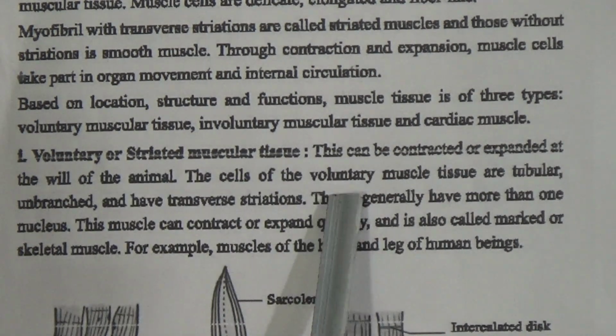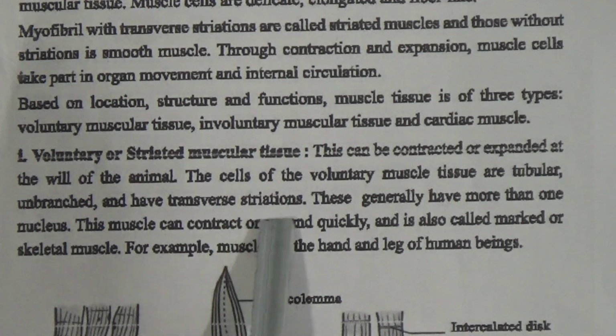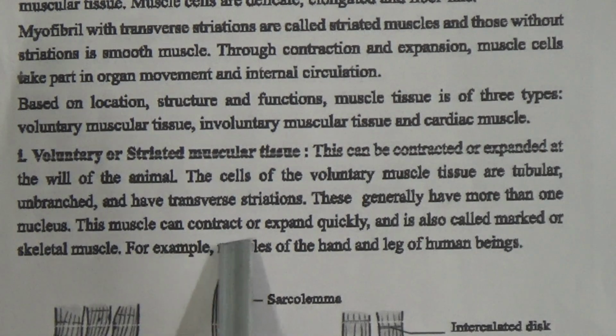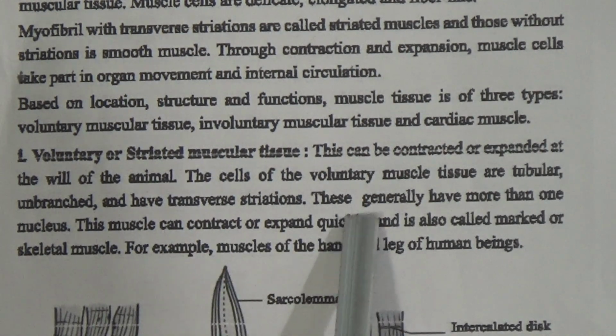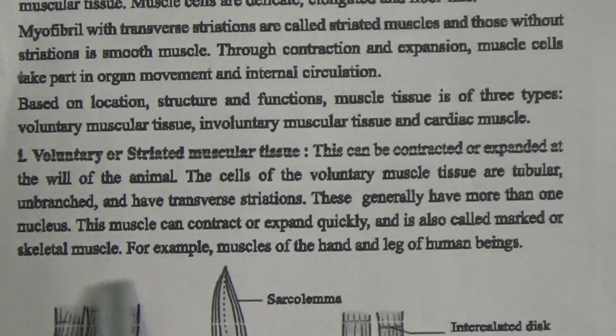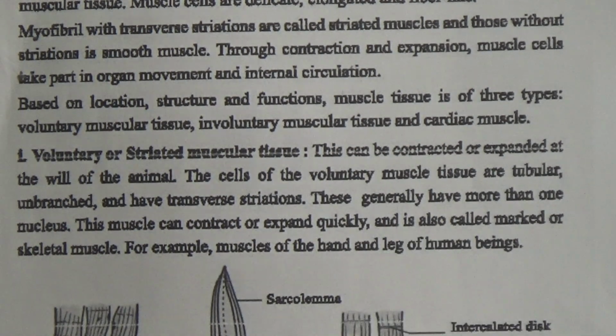The cells of the voluntary muscle tissue are tubular, unbranched and have transverse striations. These generally have more than one nucleus. These muscles can contract or expand quickly and are also called striated or skeletal muscle. For example, the muscles of the hand and leg of a human being. We find voluntary or striated muscular tissue in our hand and leg muscles.